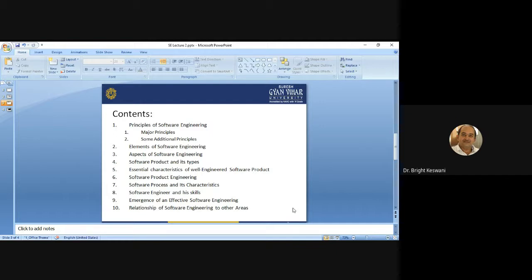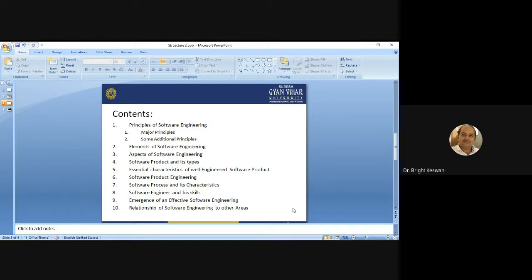Then the sixth principle: use an appropriate process model. Means what? There are dozens of process models. I earlier told you about the waterfall life cycle, prototyping, incremental approach, spiral model, operational prototyping, RAD model, rapid application development model, and many other models. When there are several models, how to choose? So selection of an appropriate process model is an important thing.